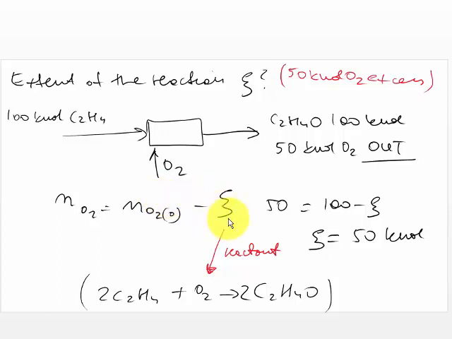minus the extent. The minus sign is there because oxygen is on the left hand side of the equation, which is a reactant. Therefore we have to have the minus sign, and we have only one extent because we have 1 kmol of oxygen going into the reaction based on the stoichiometry. So 50 is equal to 100 minus the extent, therefore the extent of the reaction is equal to 50 kmols.